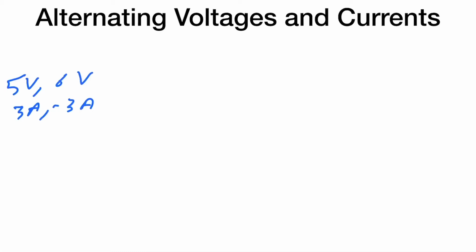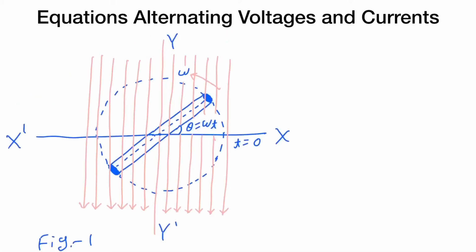Now, for obtaining the equation of alternating voltage, consider a rectangular coil having n turns rotated in a uniform magnetic field in anticlockwise direction with angular velocity omega. Let time be measured from the x-axis. Maximum flux is linked with the coil when the coil coincides with the x-axis.